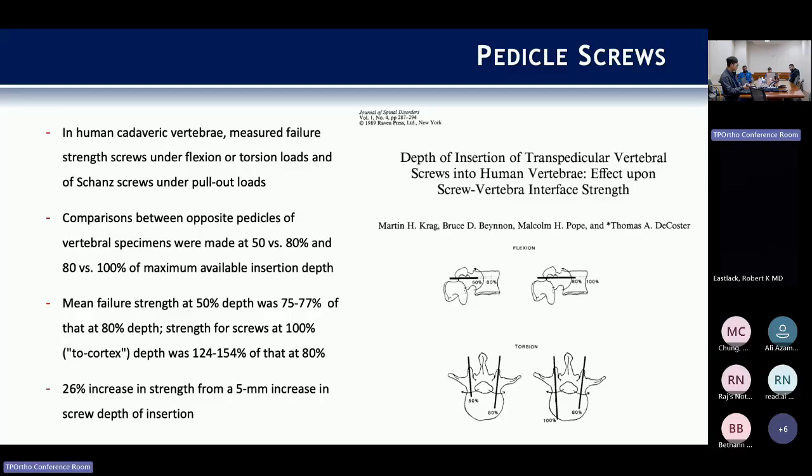So at 100% depth, the screws had up to about 150% greater pull-out strength compared to 80% depth. This translated to about every 5 millimeter increase in length adding about 26% in strength. And so you should maximize the length of screw whenever possible within the anatomic constraints of pedicles and vertebral bodies.